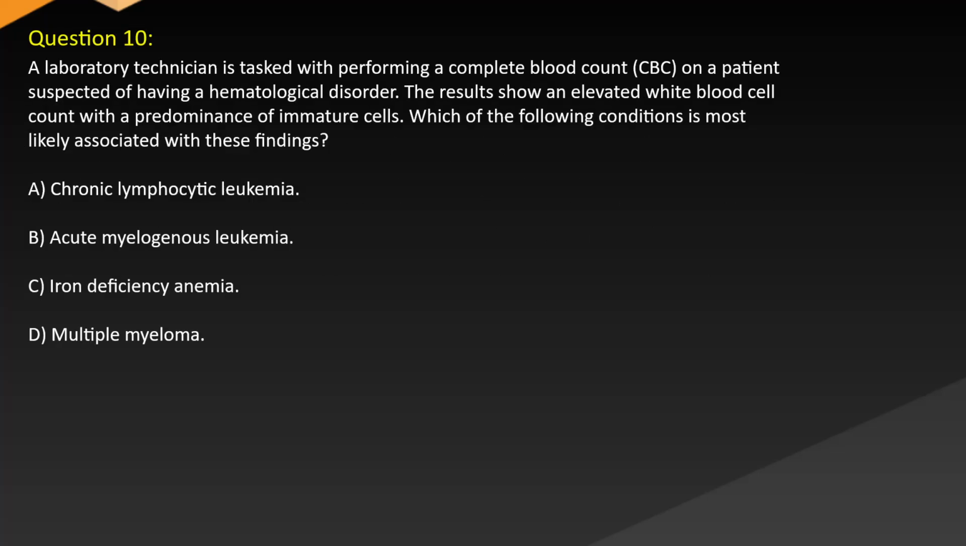Question 10. A laboratory technician is tasked with performing a complete blood count (CBC) of a patient suspected of having a hematological disorder. The results show an elevated white blood cell count with a predominance of immature cells. Which of the following conditions is most likely associated with these findings? A. Chronic lymphocytic leukemia. B. Acute myelogenous leukemia. C. Iron deficiency anemia. D. Multiple myeloma.